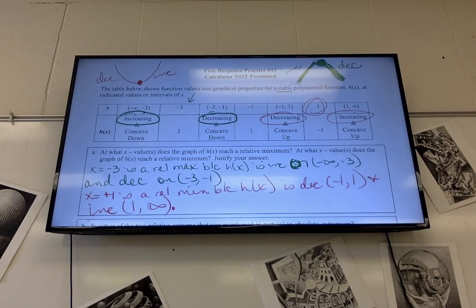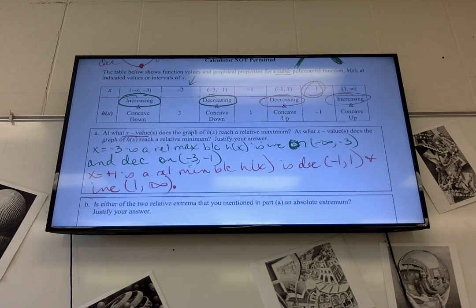So that's what a max and a min is. And we only had to find the x value. Now, if we wanted to find the actual point, we could do that too because it actually gave us the x and the y value. That was nice. I don't usually give you that much. B, is either of the two relative extrema, so that's maxes and mins, that you mentioned in part A, an absolute extremum, which is an absolute max or min, and justify our answer?